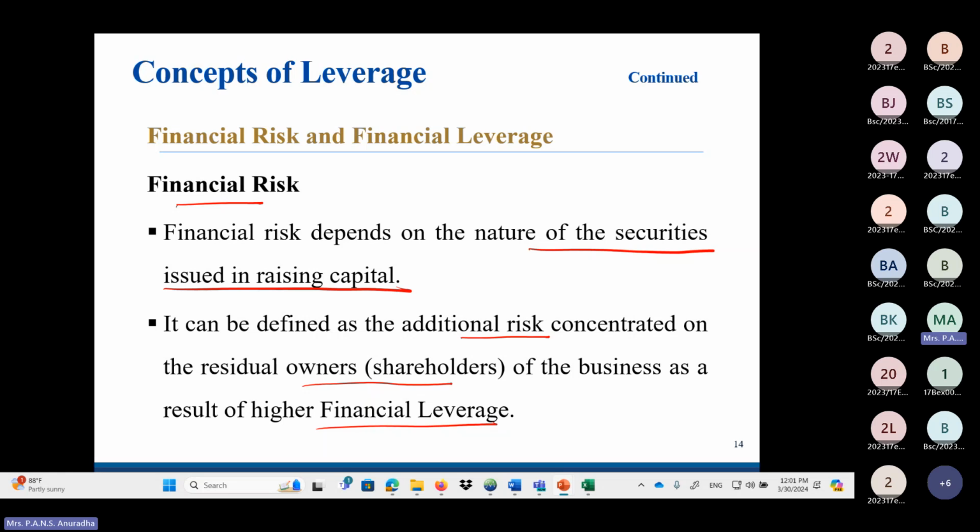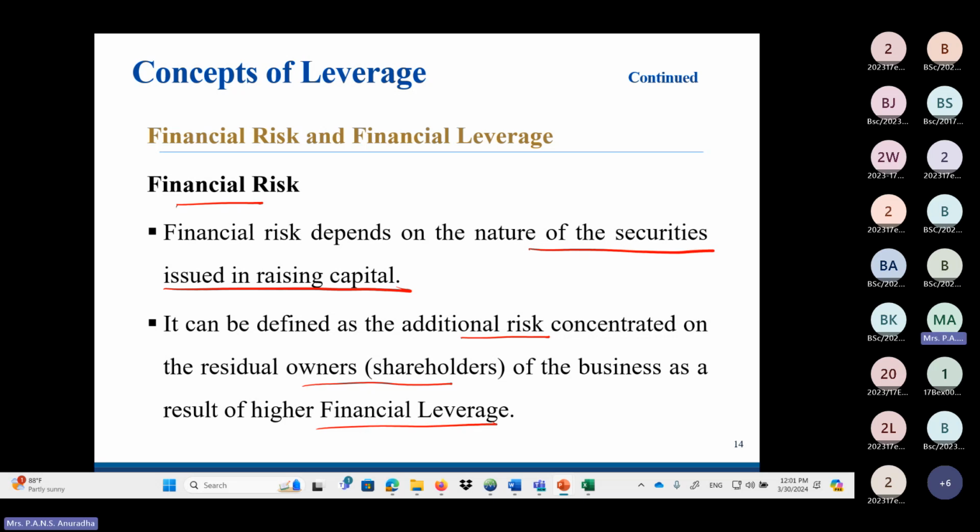Another two concepts I am explaining here are financial leverage and financial risk. Earlier we defined business risk and operating leverage. So now, financial leverage and financial risk. What is financial leverage? It is the use of fixed expenses in the capital structure. Fixed expenses mean the use of debt capital and preference shares. The higher the use of debt capital, the higher the financial leverage and the higher the financial risk.